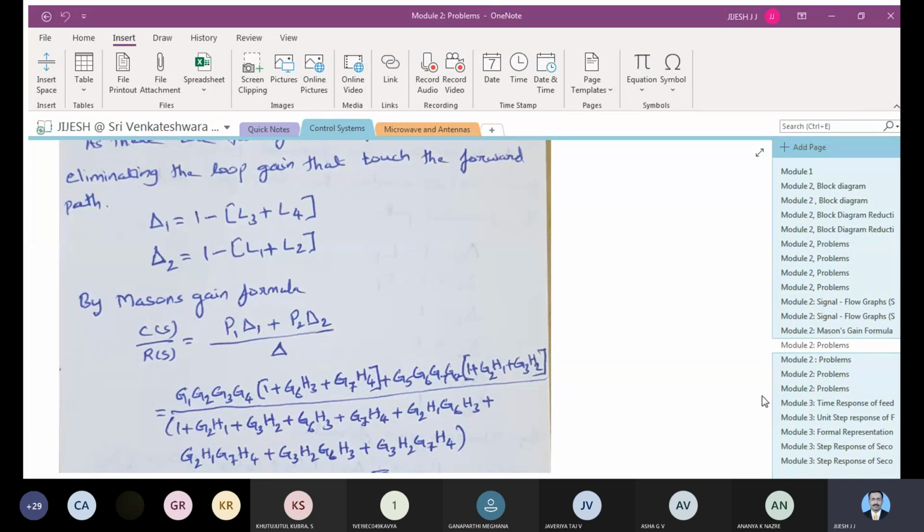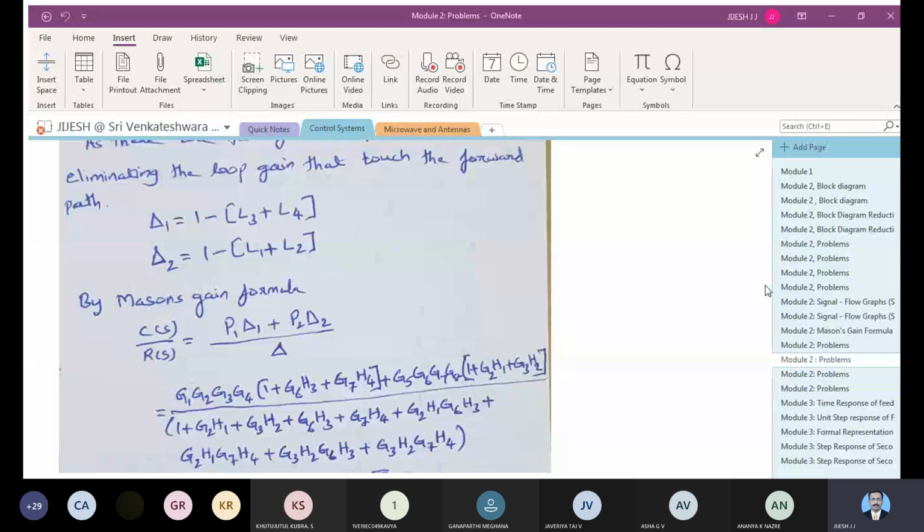Here you have found out the paths P1 and P2, and then you have found out the loops L1, L2, and L3. Further, you simplified. If you have any doubts in any of the questions or problems, you can discuss with me. Okay. After that, this was the problem which we discussed.